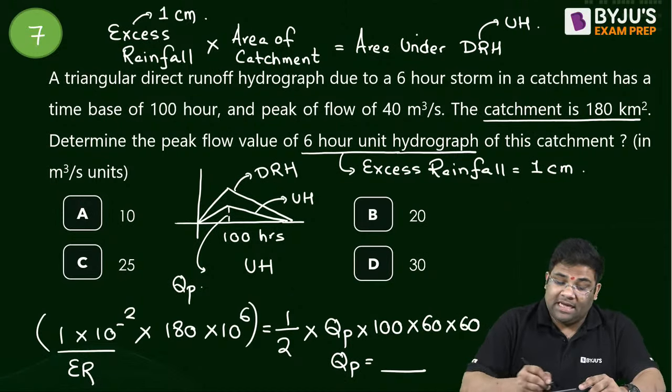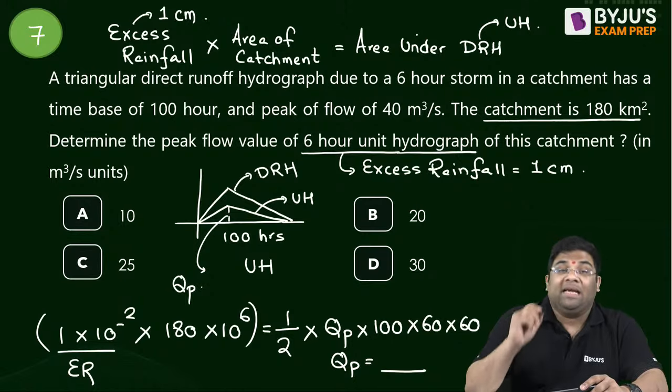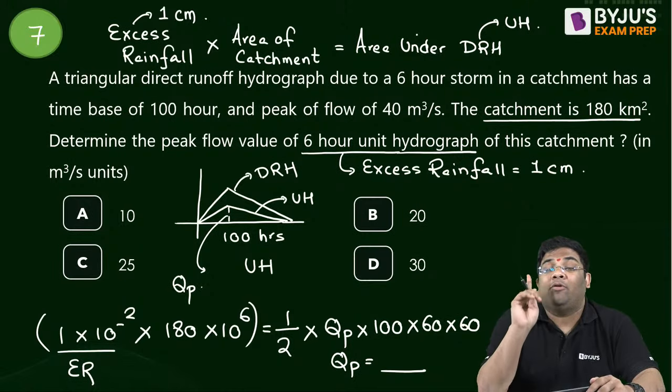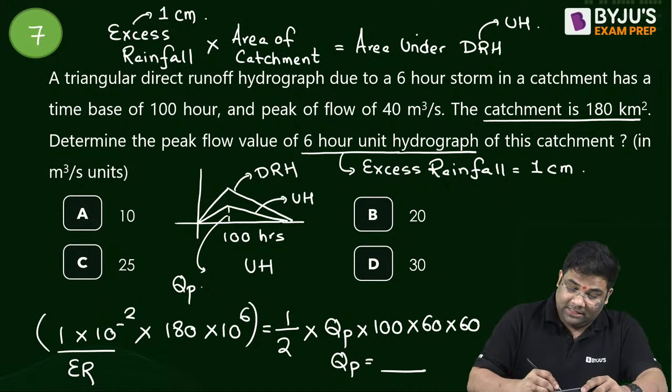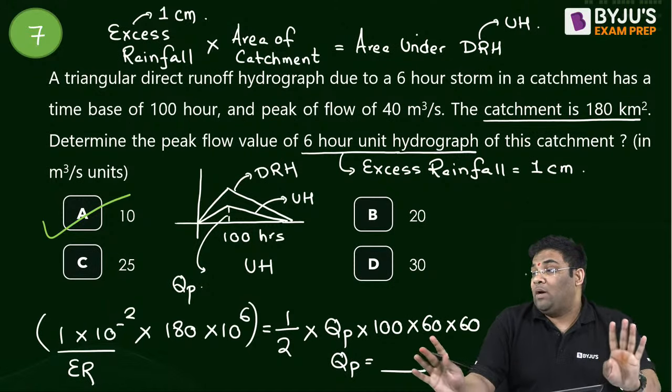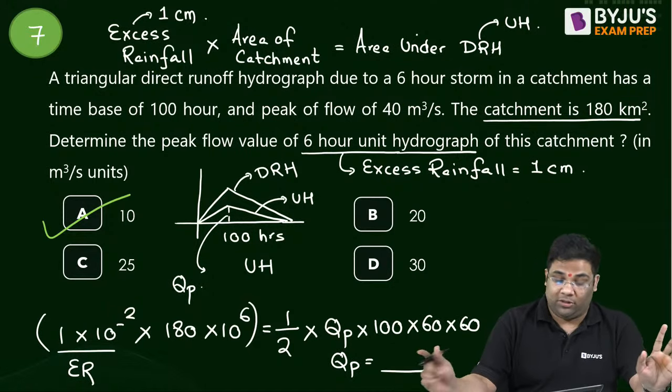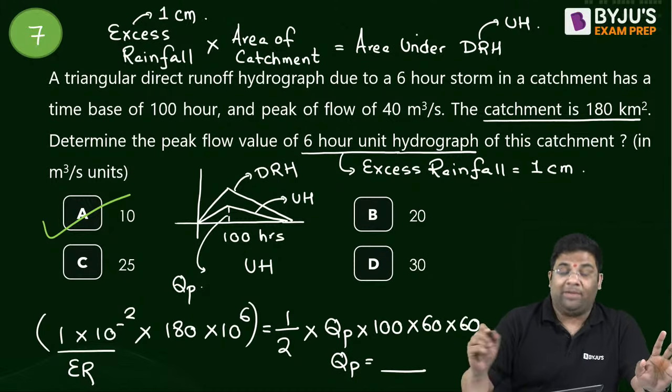So they have given the DRH data just to give what? The base hours, because the DRH and unit hydrograph will have the same base hours. So answer is what? Other students, okay? Answer is 10, okay? As soon as one student answers, I will shift to the next question. I will not wait because we don't have time.